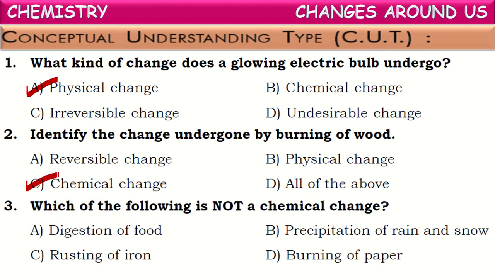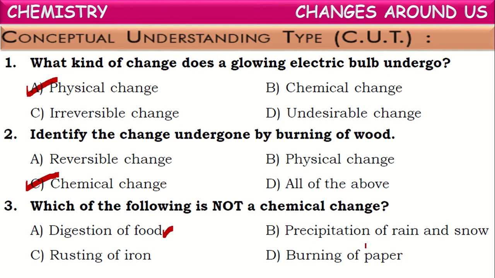Okay, next one. Which of the following is not a chemical change? Observe here the given changes. Identify the change which is not a chemical change. See the first one, digestion of food. Food in the digestion process converts into different forms like energy and so on. So it is a chemical change.